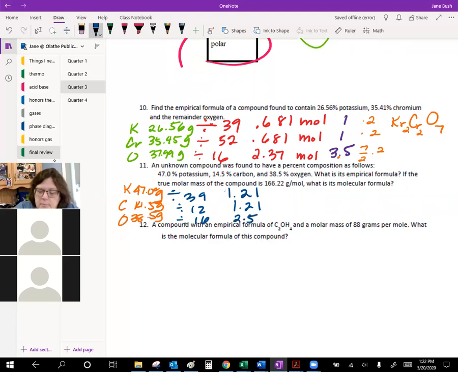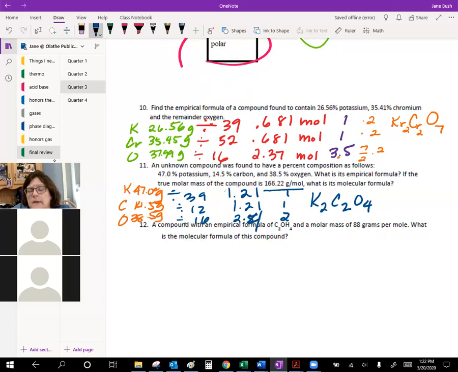What's the next step? Divide by the smallest. So we get 1 to 1, and 2.5, I'm sorry, it was 2.4, divided by 1.21 would be 2. So this is K2C2O4.